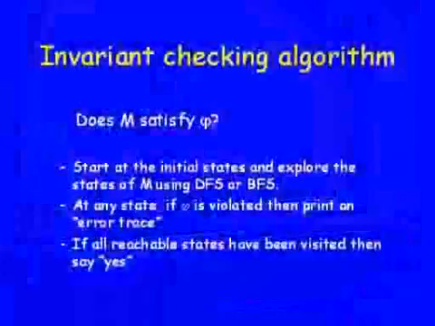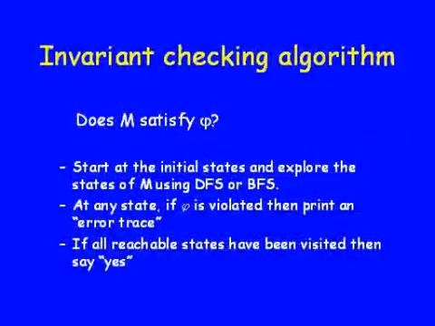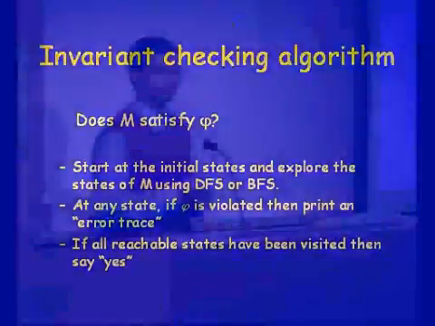And if this is the logic, then what is the model checking procedure? It's an obvious one. I could just start at the initial states and explore the states of M using breadth first search or depth first search. And at any state, if I violate my invariant, then I could print an error trace, which is actually one of the nice things that model checkers do.